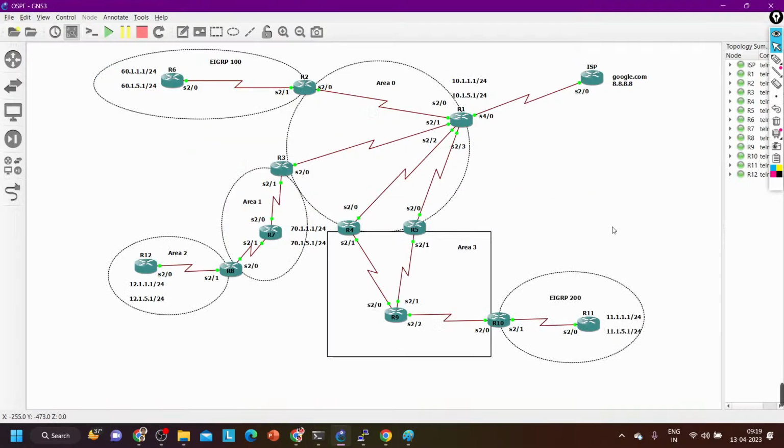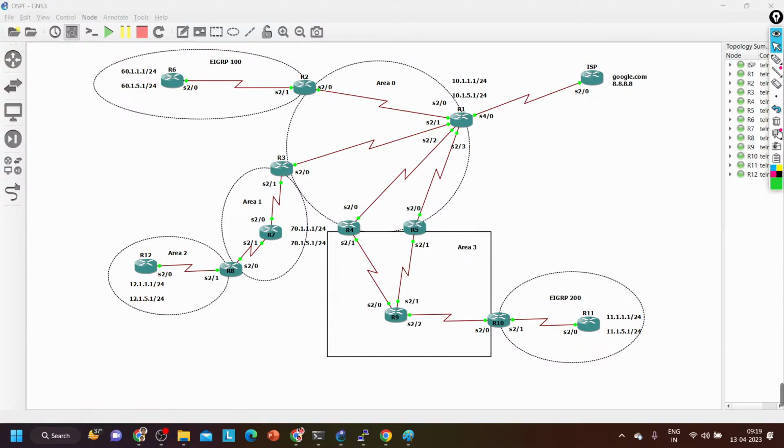So guys, see here in this topology, we have multiple routing domains. First of all, let me make you familiar with this topology. Here you can see this is a small organization where the engineer is running EIGRP 200. Here this is also a small organization where the engineer is running EIGRP 100. This is my OSPF area 0. This is my OSPF area 3. This is my OSPF area 1. And this is my OSPF area 2.